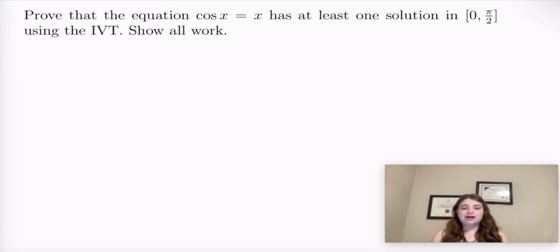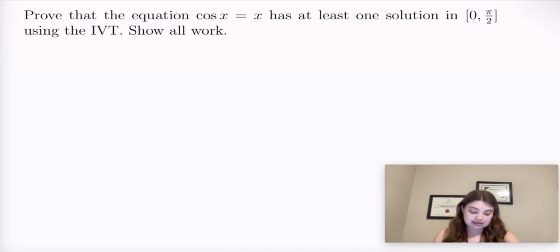All right, so let's move on to the first free response question. It says, prove that the equation cosine of x equals x has at least one solution in 0 comma pi over 2 using the IVT and show all your work. Okay, so first we need to actually express cosine of x equals x in a suitable fashion for the intermediate value theorem. So I'm going to do that by having 0 on one side and everything else on the other side.